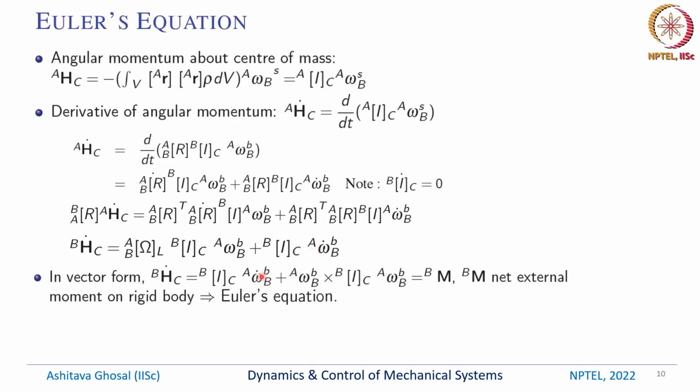This part is A omega B cross I omega. This is very well known, Euler's equation. What Euler's equation states is that the rate of change of the angular momentum is equal to the net external moment acting on the rigid body. So this part, I alpha plus omega cross I omega, is equal to the external moments, and all of these are written in the B coordinate system. That is the important part.